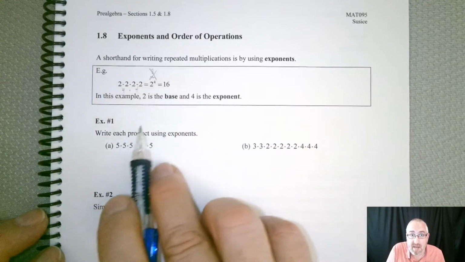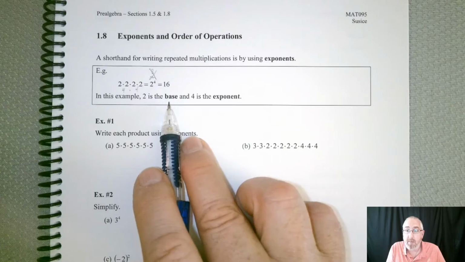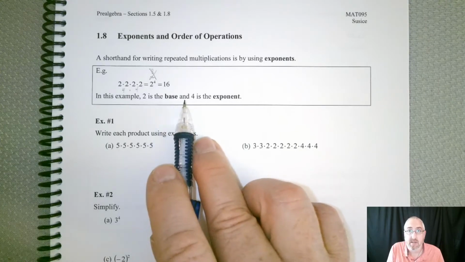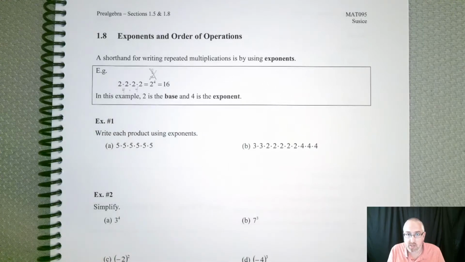In this example, 2 is called the base. That's the number that's being multiplied a bunch of times, and 4 is the exponent. So, all right, that's the basic terminology. Let's try a few problems both ways.